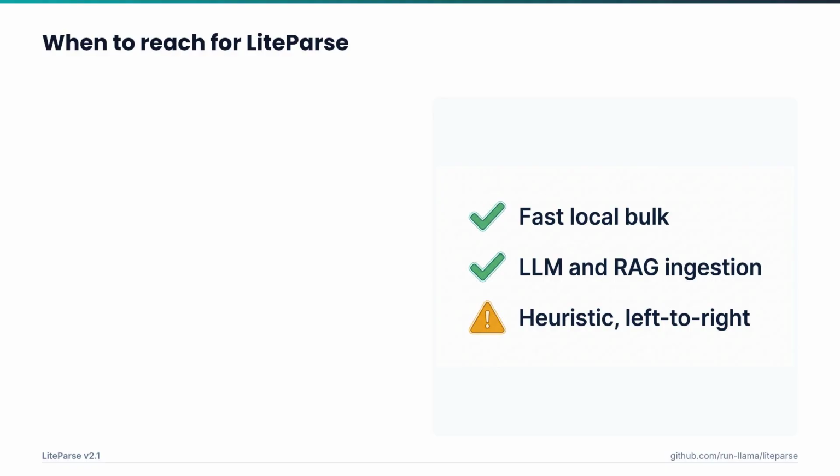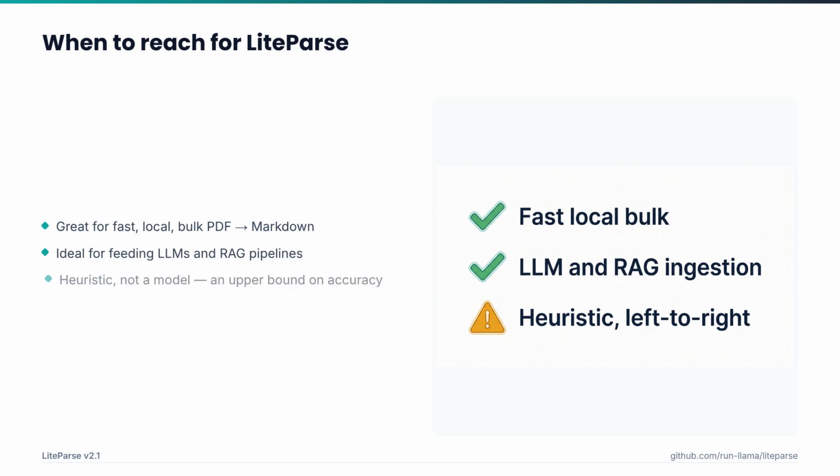So when should you reach for LiteParse? It is excellent for fast, local, bulk conversion of PDFs into Markdown to feed language models and retrieval pipelines. Be clear-eyed about the trade-off. This is a heuristic pipeline, not a vision model, so there is an upper bound on accuracy, and it is tuned for left-to-right scripts today. For most ingestion jobs, that trade is exactly what you want.